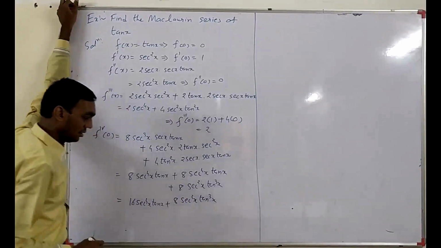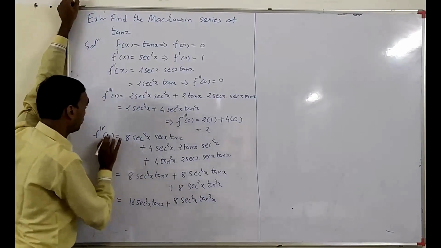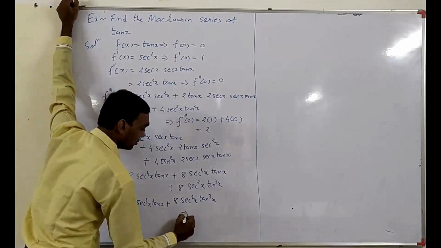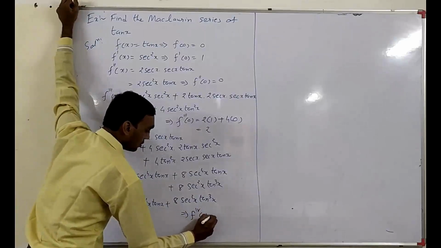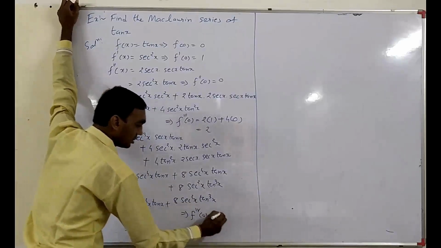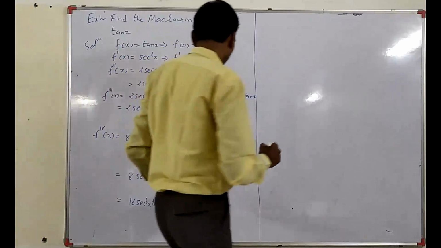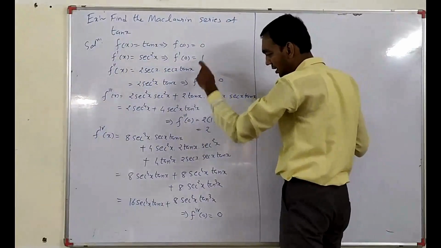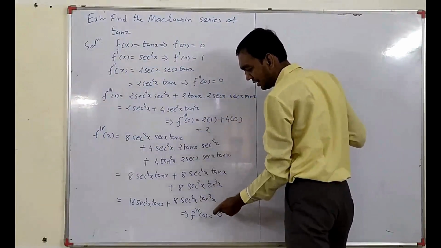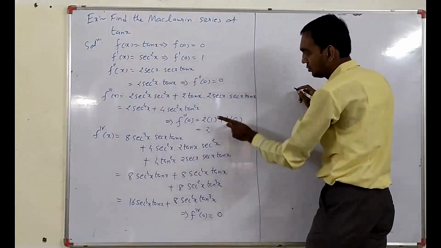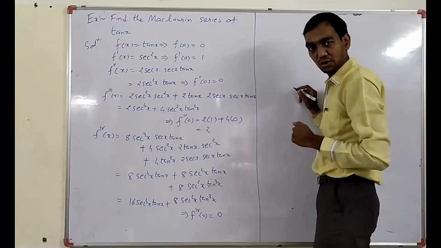Now if you are going to find f''''(0), then tan 0 is 0, tan 0 is 0, so this term will be 0. Again, see, still we have only 1 and 2 terms, so still we have to find the derivative of this term, because we require at least 3 non-zero terms.